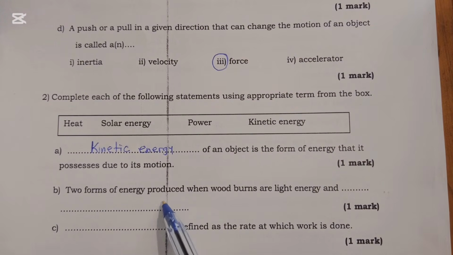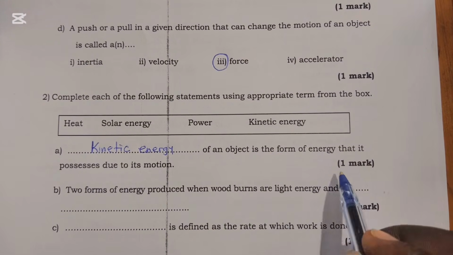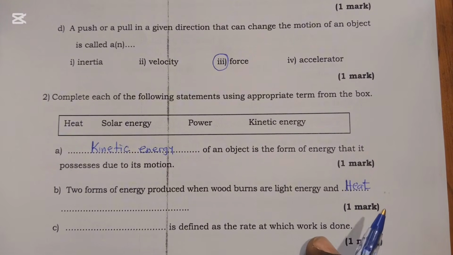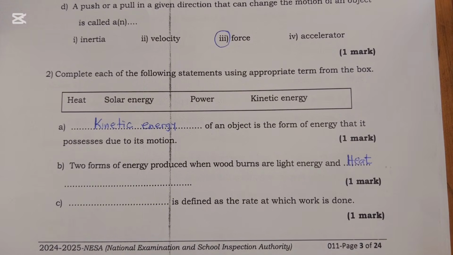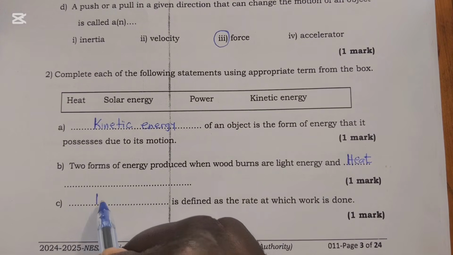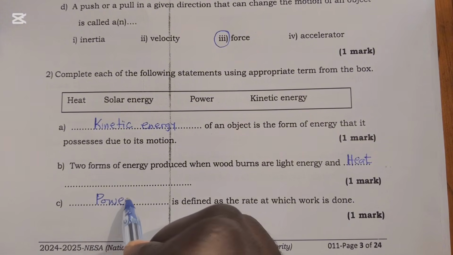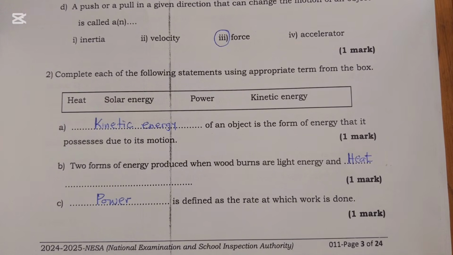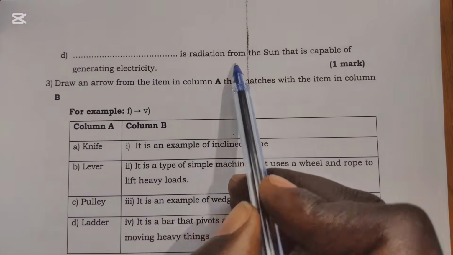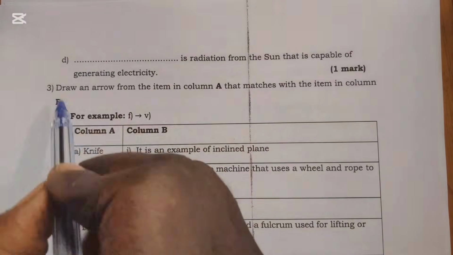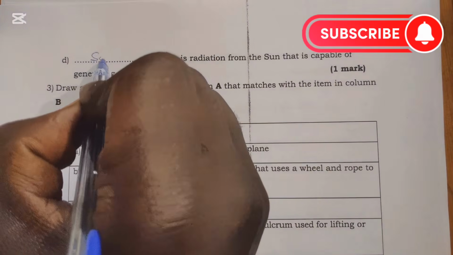Two forms of energy produced when wood burns are light energy and heat. And here, letter C, dash dash is defined as the rate at which work is done. Yeah, that is power, the rate at which work is done. Letter D, dash dash is radiation from the sun that is capable of generating electricity, that is solar energy.